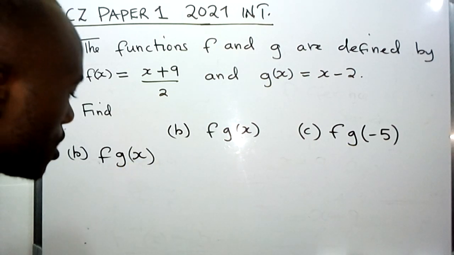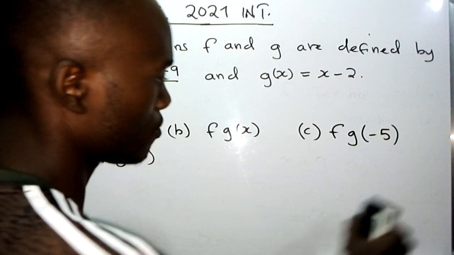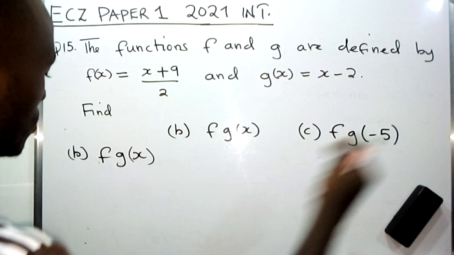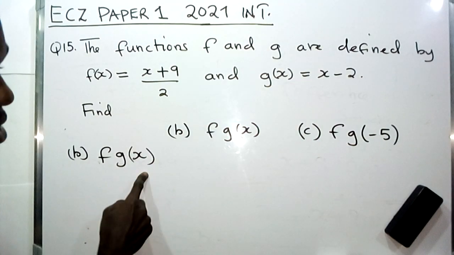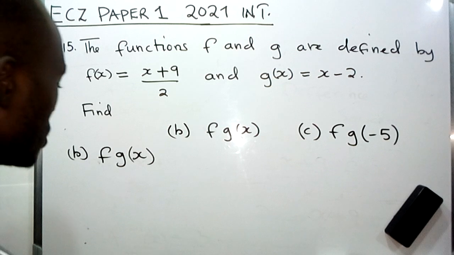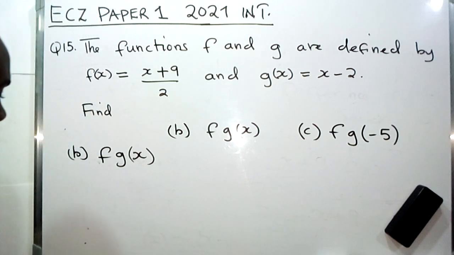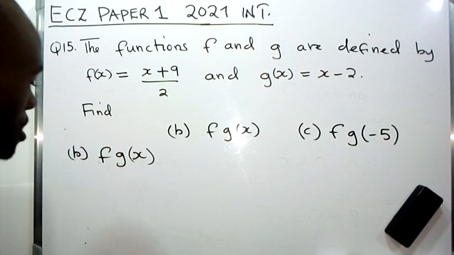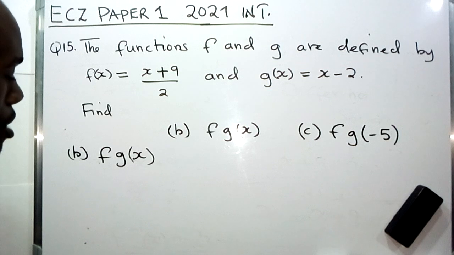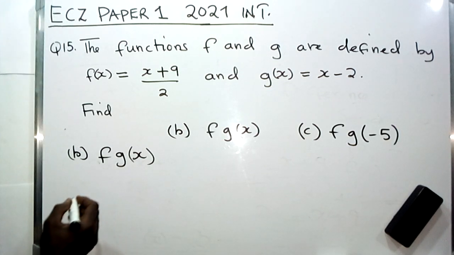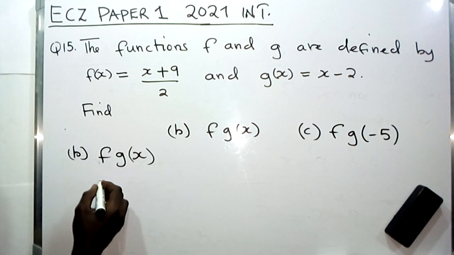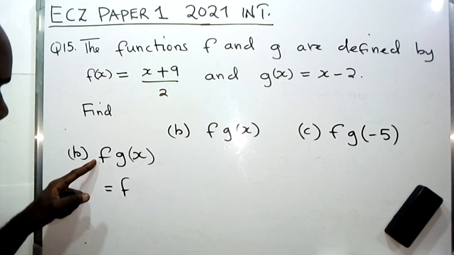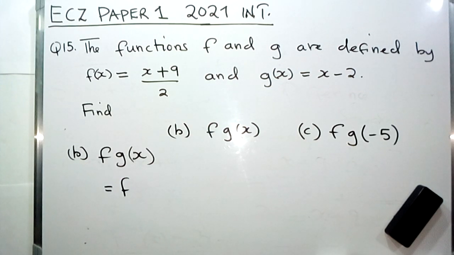To find fg of x, you should be able to identify the first function here. The first function is always on your right. So the first function here is g of x, not this one here, according to composite functions. Whenever you're looking at composite functions, your first function is always on your right. So in this case, g is our first function. To find this, this is what we are going to have. So I'll write this f. Please, I want you to follow me here.